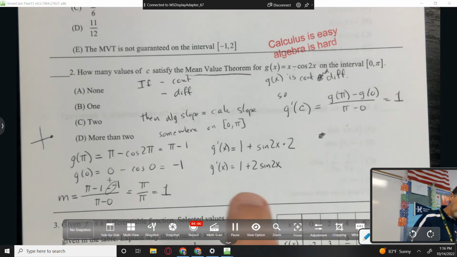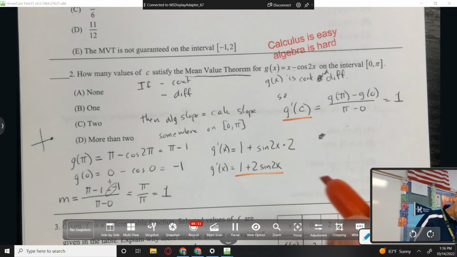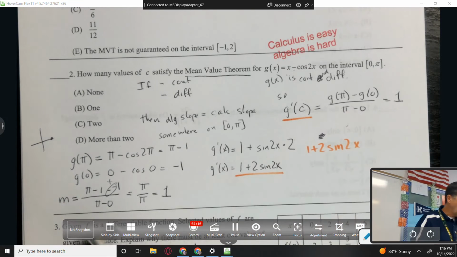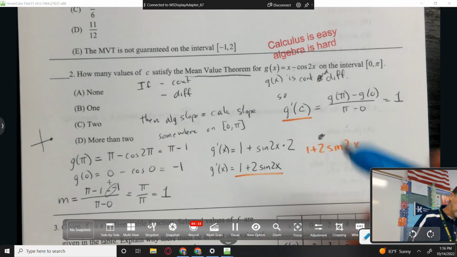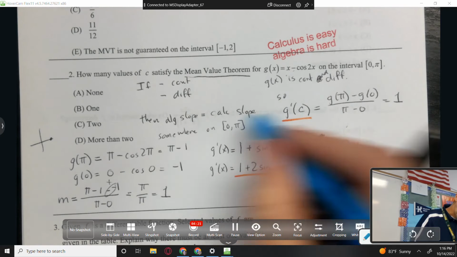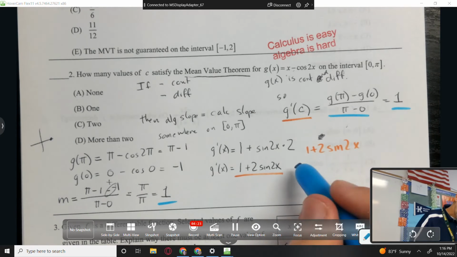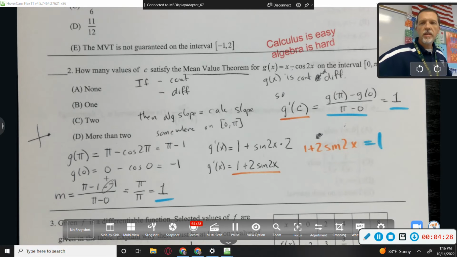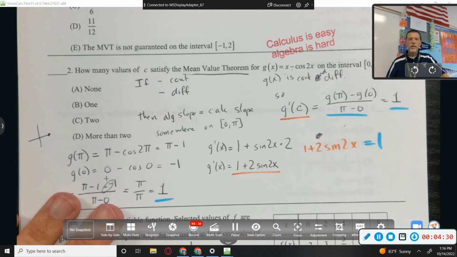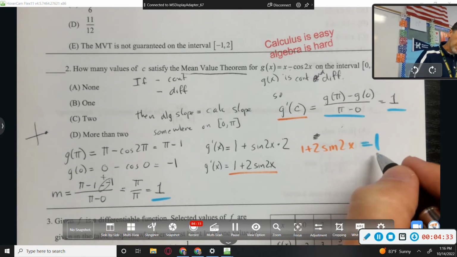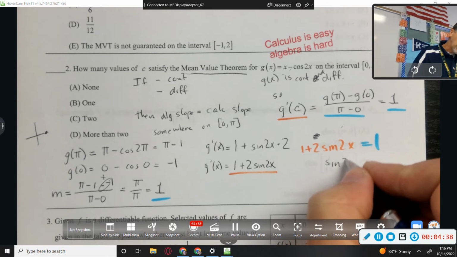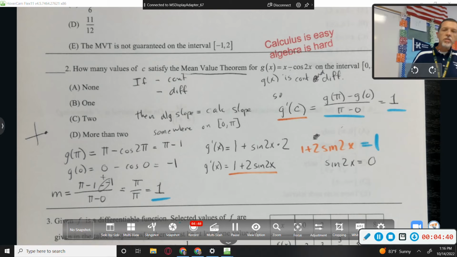Okay, so the calculus slope, 1 plus 2 sine 2x, equals the algebra slope, which is 1. So there's now my equation that I need to solve. I'm going to subtract the 1 over. That gets me to 0. I'll divide by 2. That keeps me at 0. So sine of 2x equals 0.